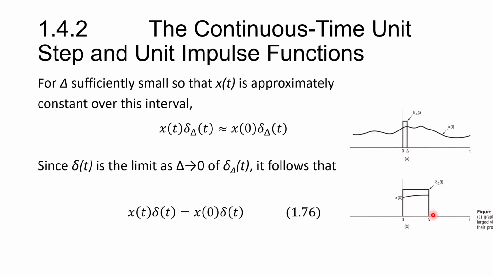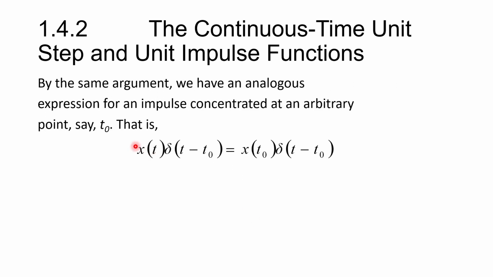So you can see that with this impulse function, you can also pick up the value of your signal by multiplying your signal with this impulse. So x of t times delta of t is x of 0 times delta of t, and you can also pick up x at different values, say t0, by multiplying it with delta of t minus t0. So x of t times delta of t minus t0 is x of t0 times delta of t minus t0.